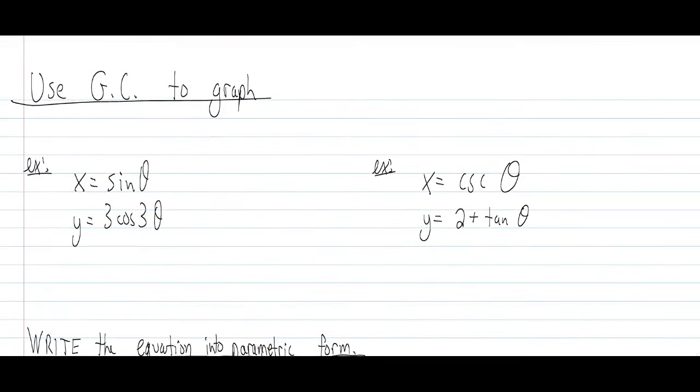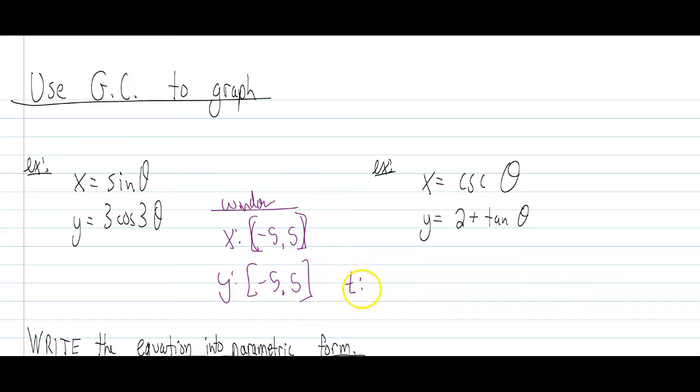Next up, we're going to look at some graphs on the graphing calculator. So if you go into your graphing calculator and enter in x sub 1 equals sine of theta, or you might have it as sine of t, and that's fine. Y equals 3 times the cosine of 3 theta. And in order for this to work, I want your window to have x values from negative 5 to 5, put brackets because we're going to include that, the y values from negative 5 to 5. We'll also set the t values from 0 to 2 pi.